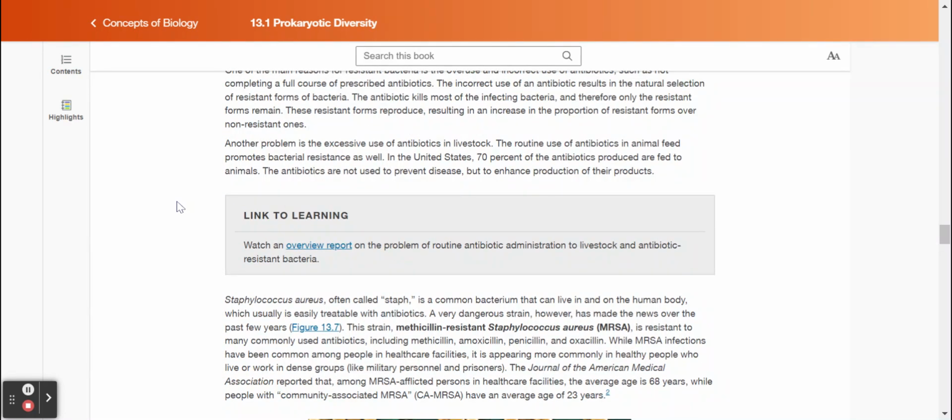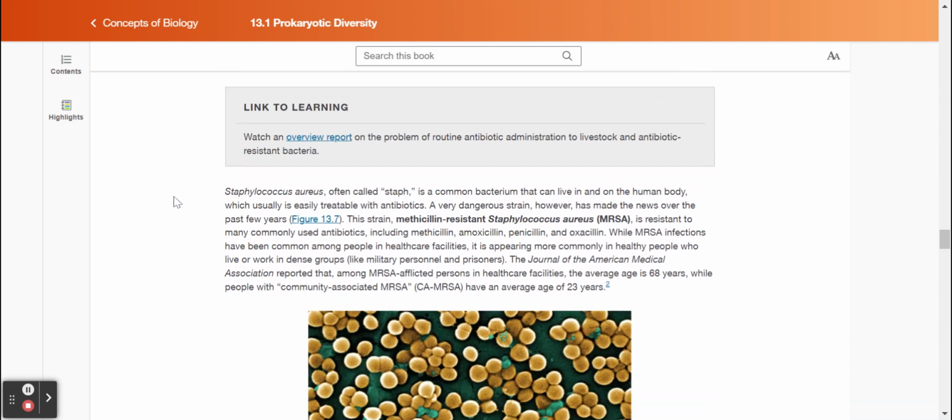Another problem is the excessive use of antibiotics in livestock. The routine use of antibiotics in animal feed promotes bacterial resistance as well. In the United States, 70% of the antibiotics produced are fed to animals. The antibiotics are not used to prevent disease, but to enhance production of their products.